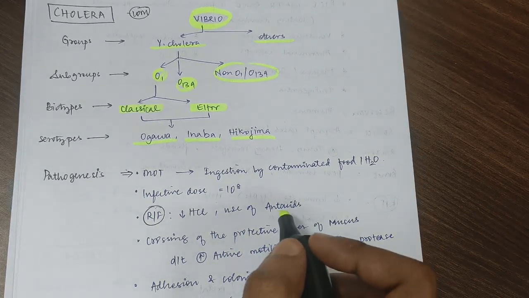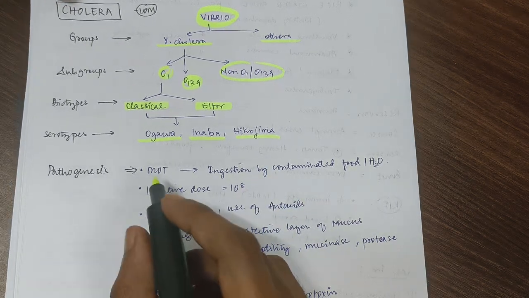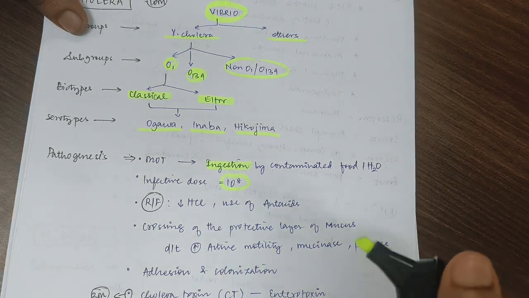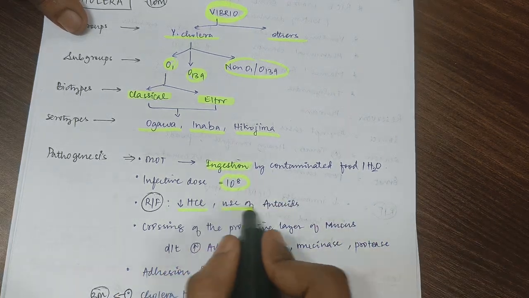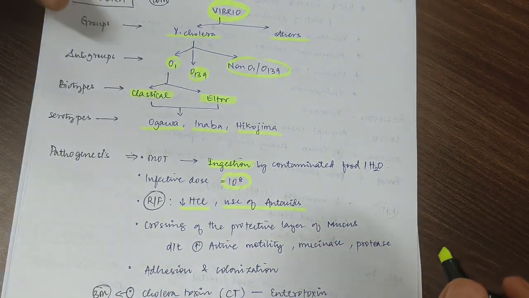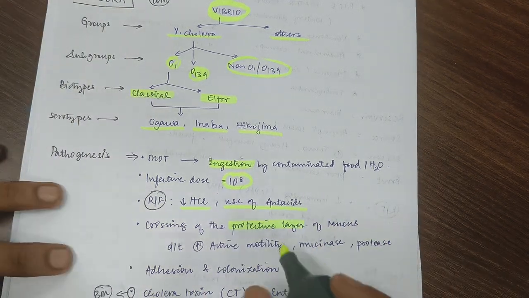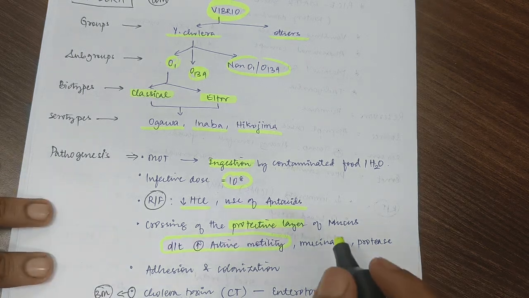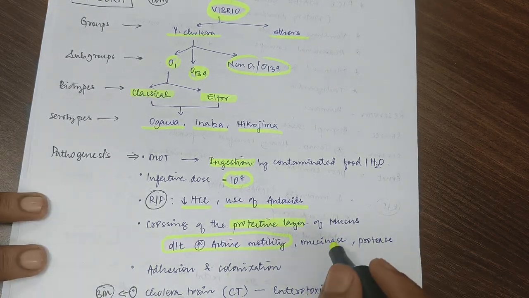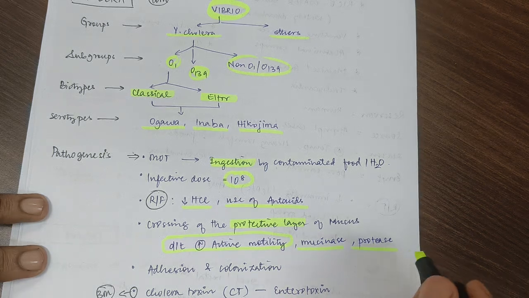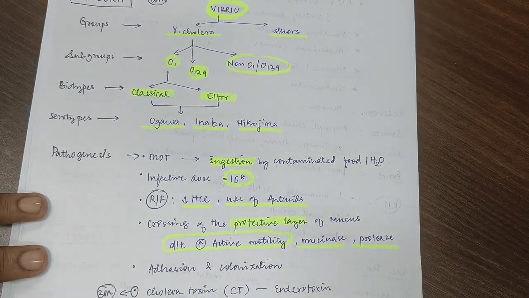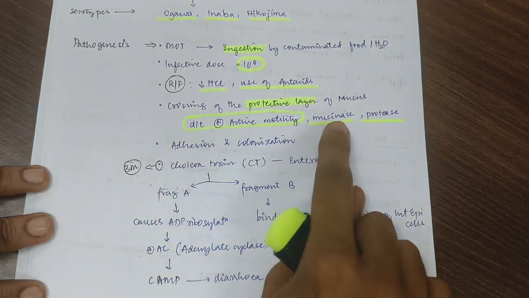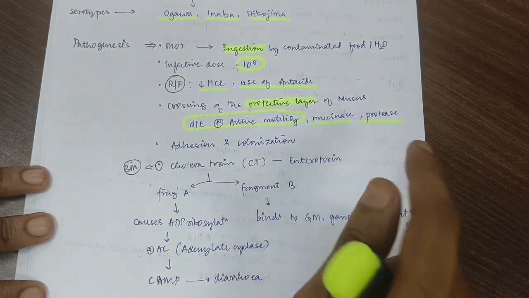Pathogenesis. The mode of transmission is by ingestion. Infective dose is 10 to the power 8. Risk factors are hypochlorhydria and use of antacids. They cross the protective layer of mucus due to increased motility, because of what? Increased motility, called darting motility, which you see in hanging drop preparation. And because of enzymes such as mucinase and protease, they remove the mucinous protection.